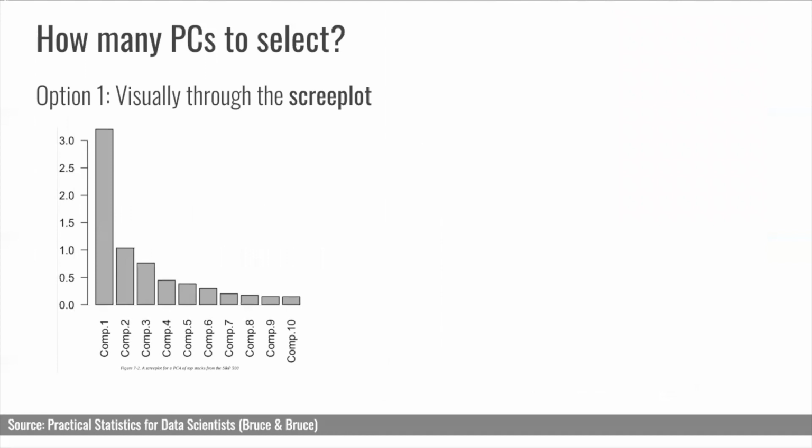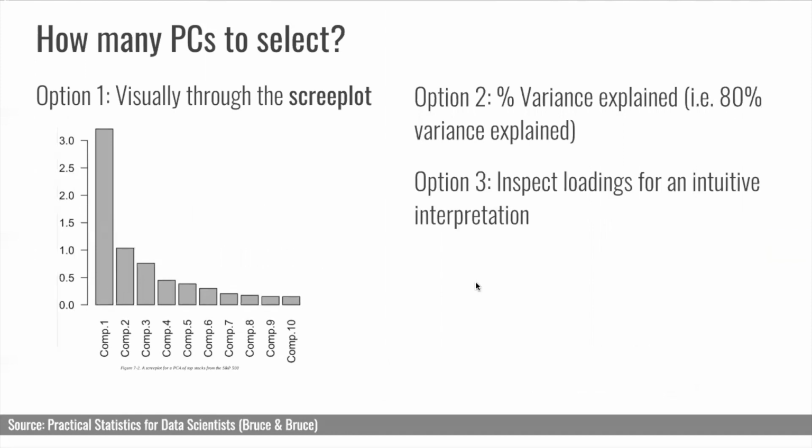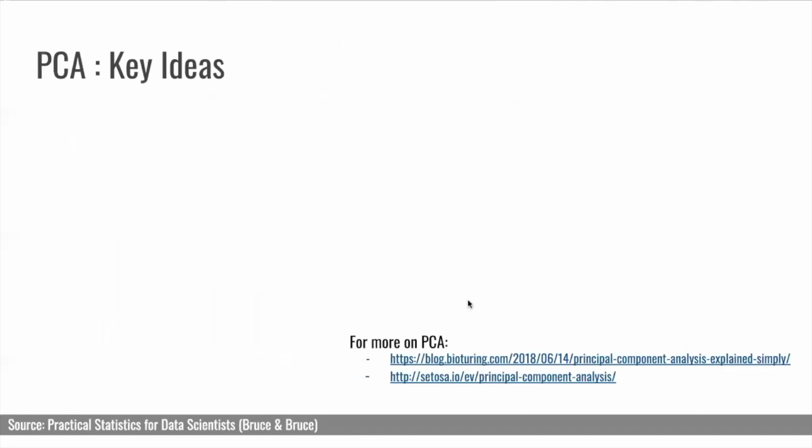Now the question is how many PCs to select. One option is to visually look at the scree plot, at the place where you see the cliff. So maybe you would consider the top 3 principal components here, maybe the first one. But you can also look at the percent variance explained. So maybe you want the principal components that explain 80% of the variance in your underlying data. Option 3, you can inspect the loadings for an intuitive interpretation like we did in the last slide. And option 4, you can use cross-validation to see how many principal components to include.